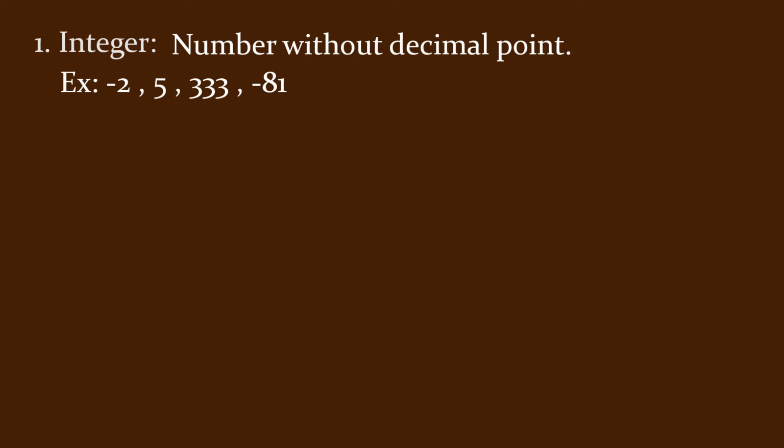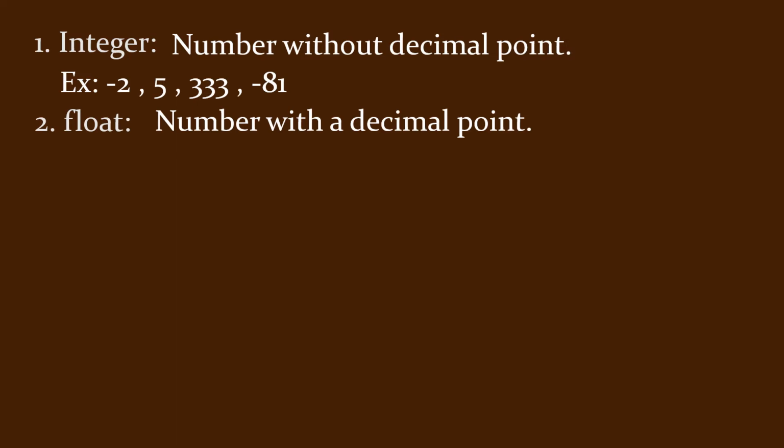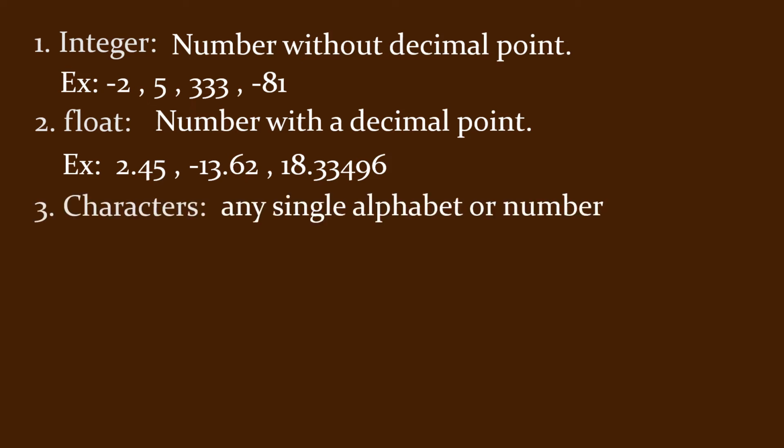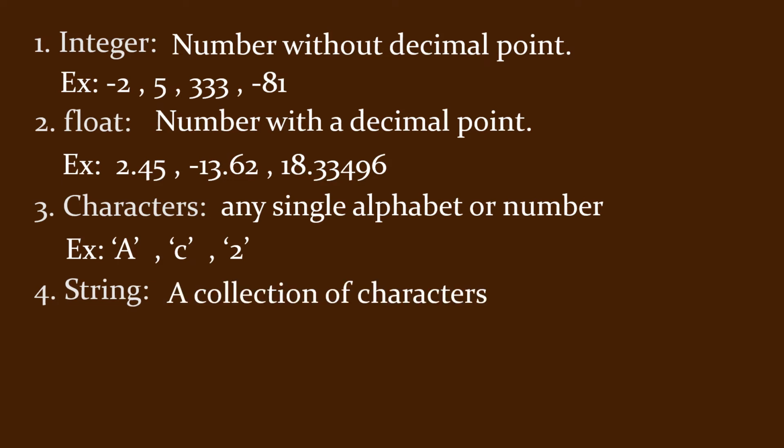After the integer, which is without a decimal point, we have float, which is with the decimal point. Example: 2.45, -13.62 and 18.33496. The third data type is a character. A character is anything single, like a single alphabet A, B, C, or a single digit 1, 2, or 3. A character can be written inside a single quote, double quote, or a triple quote, but it is generally written inside a single quote. After the character, we have string, which is simply a collection of characters.